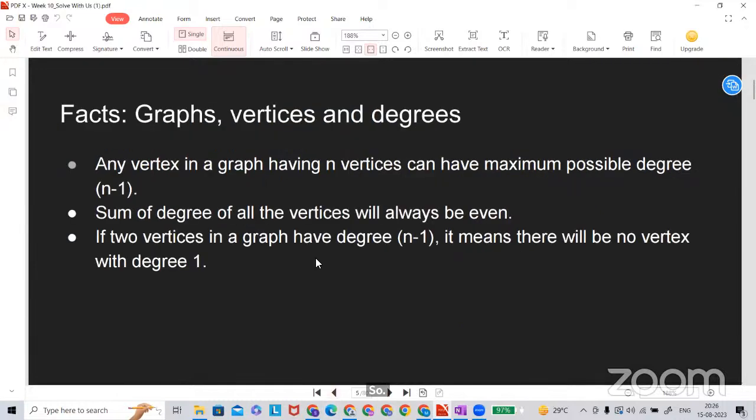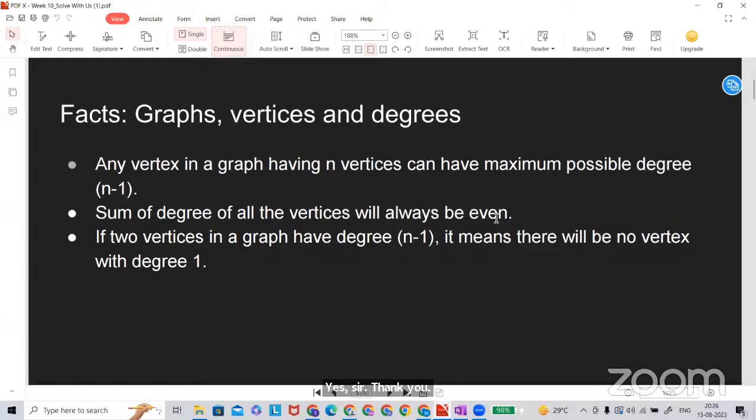The maximal possible degree for every vertex is n minus 1, for any vertex. And the second fact is the sum of degrees of all vertices is always even. And the next thing is if two vertices in a graph have degree n minus 1, then there will be no vertex with degree 1.